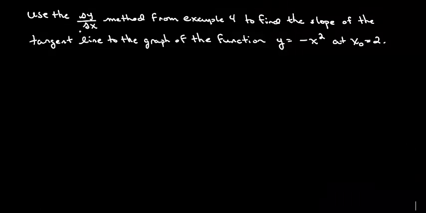We're asked to use the delta y over delta x method from example number 4 in your text to find the slope of the tangent line to the graph of the function y equals negative x squared at an initial value of 2. It also asks you to sketch, so I'm going to do the whole sketch as I work through the problem so that you can see exactly what we're doing.